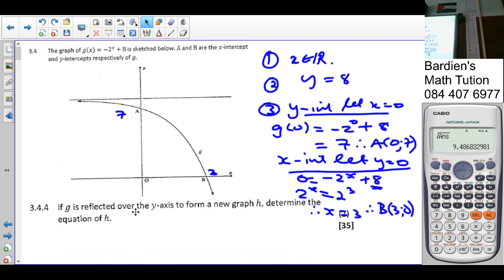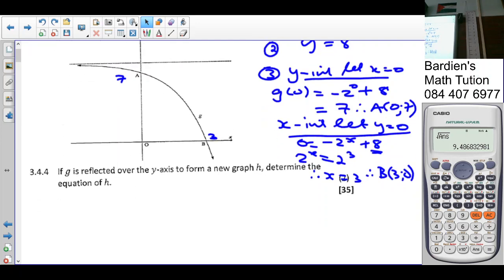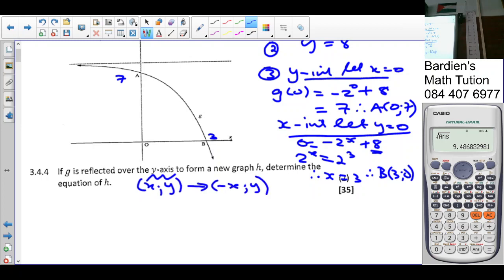Then the last question here: if g of x is reflected over the y-axis, we form the new equation of h. Determine the equation of h. So what's the rule if something is reflected in the y-axis? X becomes negative. You all agree with that?